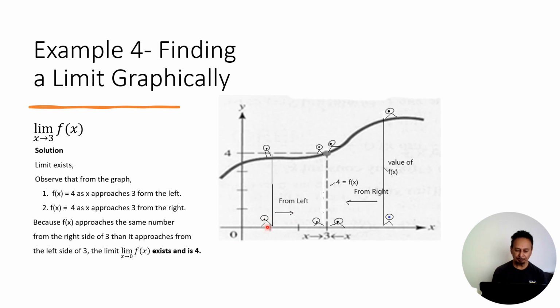Similarly, let's check. If we move towards this number 3 from the left side, at this position the height is this much, and the height keeps going up. When you are close to 3, that's the height, which is 4. So we'll say the left limit is 4 and the right limit is also 4. So the limit exists and the answer is 4.